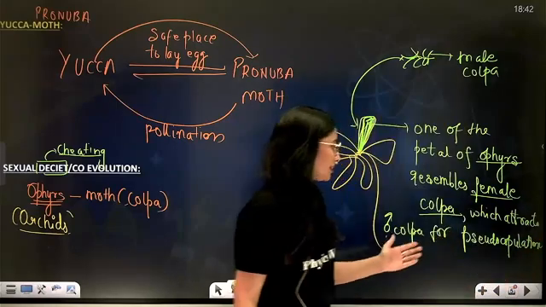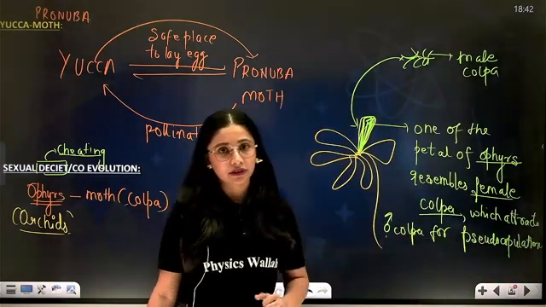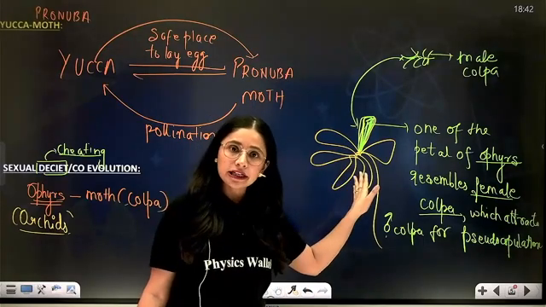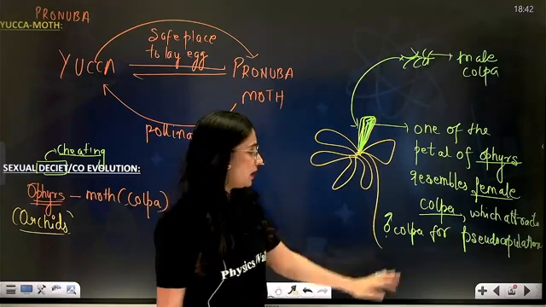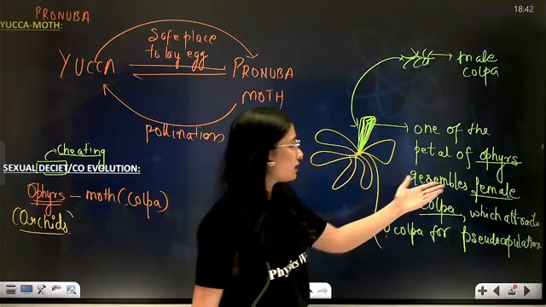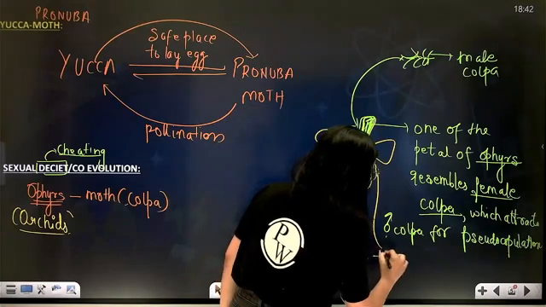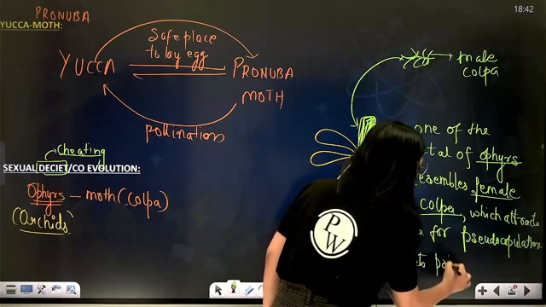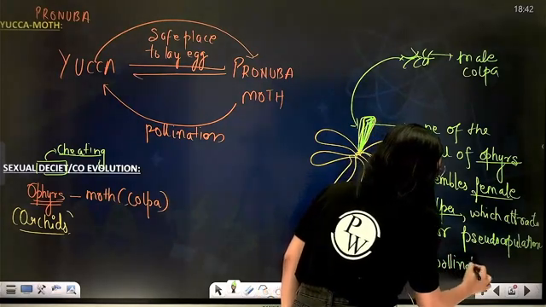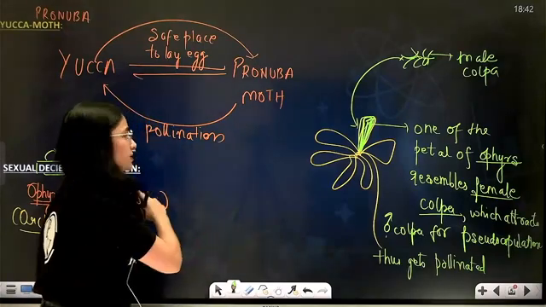So, which attracts the male Colpa for pseudo-copulation. However, it gets pollinated, but there is no benefit to the male Colpa. So one of the petals of Ophrys resembles the female Colpa which attracts the male Colpa for pseudo-copulation, thus gets pollinated without giving any benefit to the insect. Correct? So this is sexual deceit.